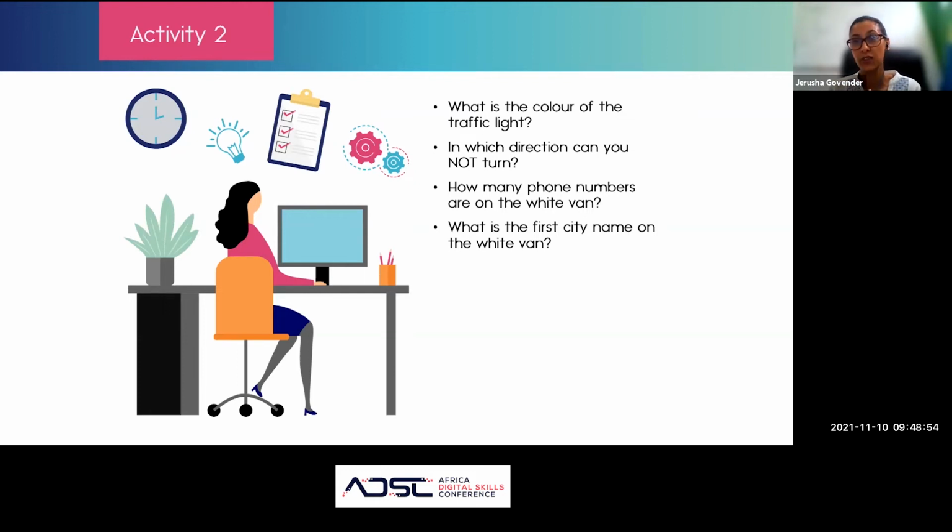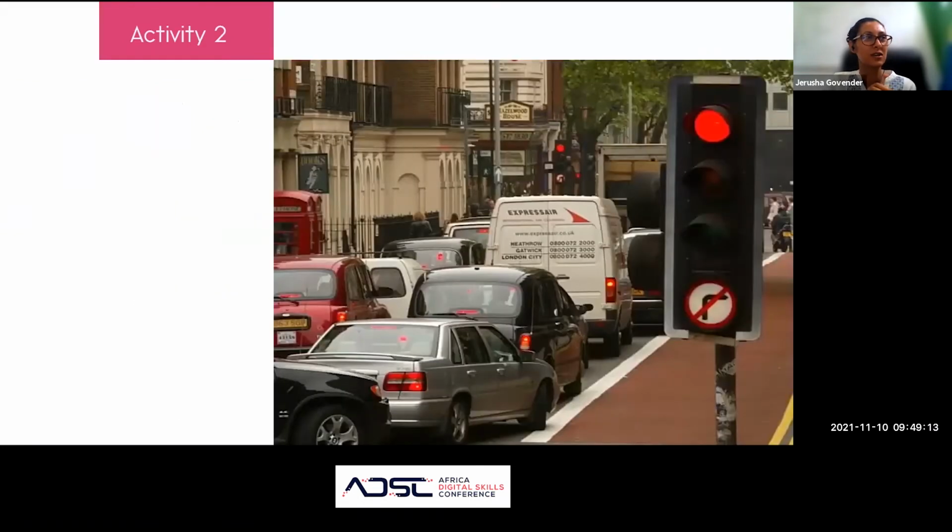How many phone numbers were on the white van? Okay. And maybe the others were also brave. 4. Okay. And do you know what the first city name was on the white van? Nope. Okay. So I'll go show you. So there were 3 phone numbers, and the first city is Heathrow.